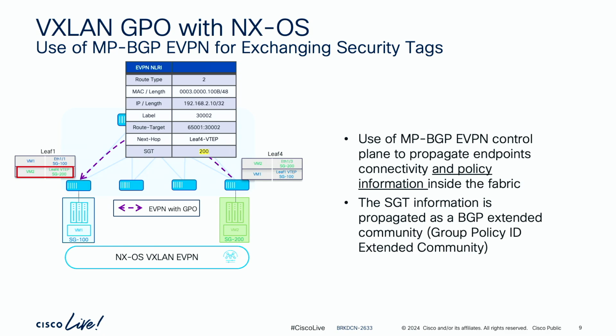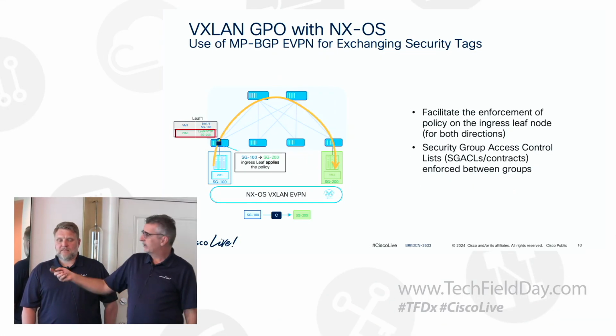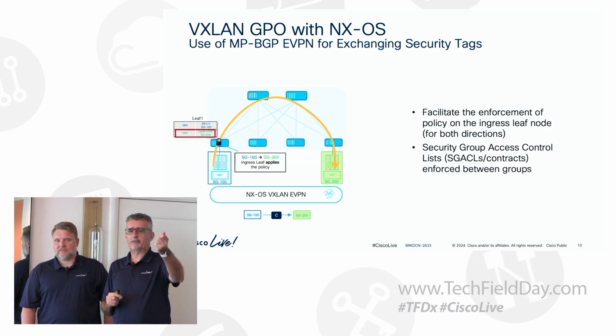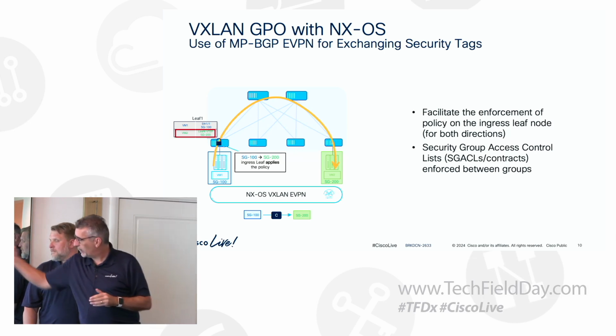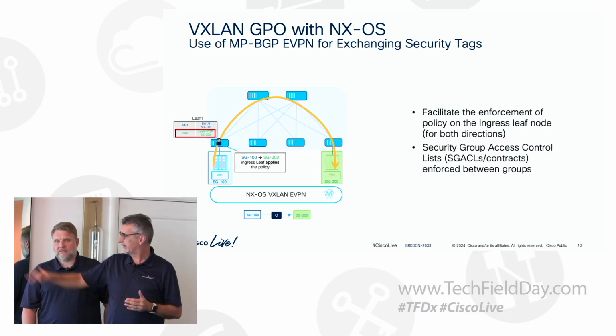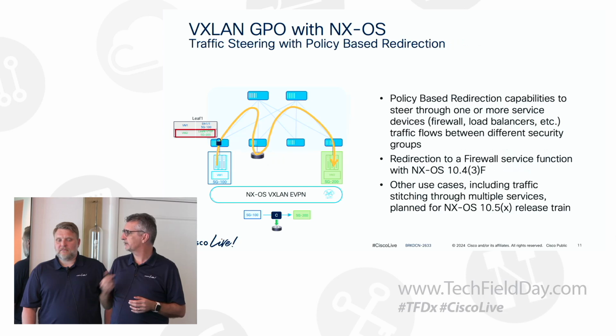At that point, if I apply a contract between 100 and 200, that contract can be applied in the ingress leaf, right? As soon as VM1 sends the packet to its default gateway or to its switch where it's directly connected, if it's a layer 2 flow, I'm able to drop, redirect, or permit the traffic right there. And I don't need to wait to get to the destination leaf. So this is from a forwarding perspective.